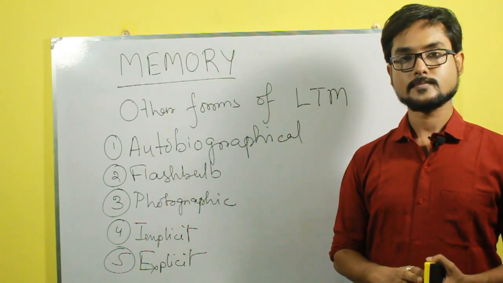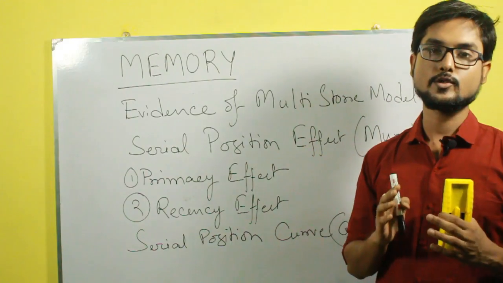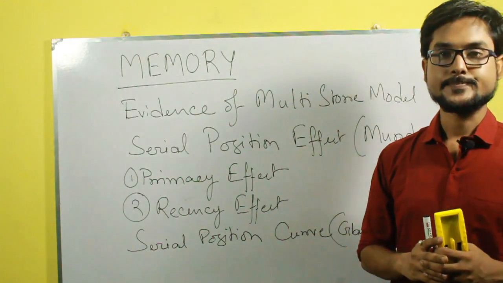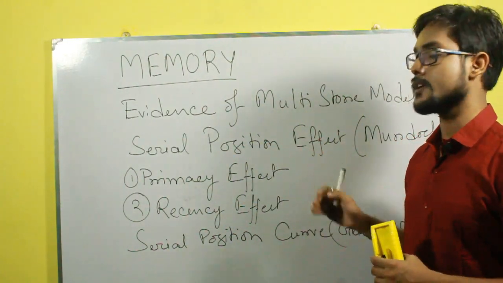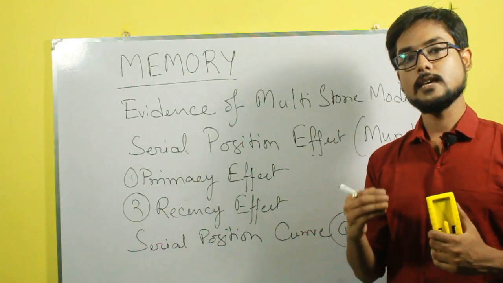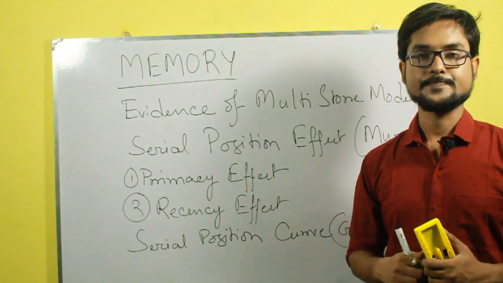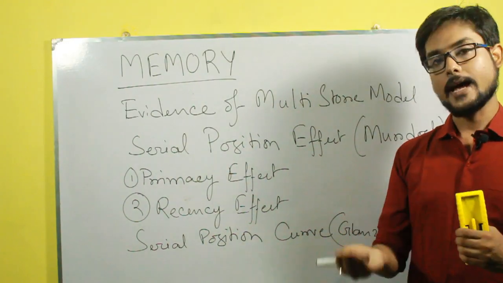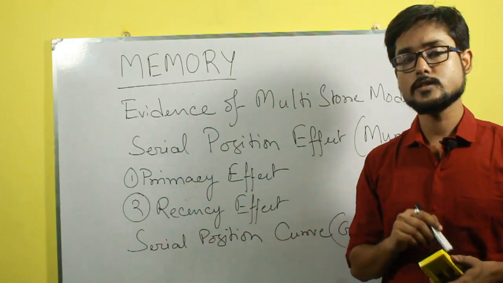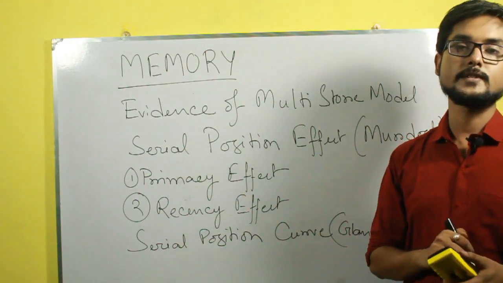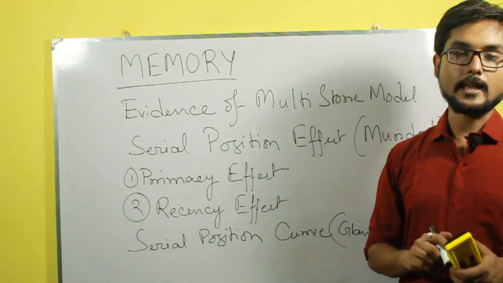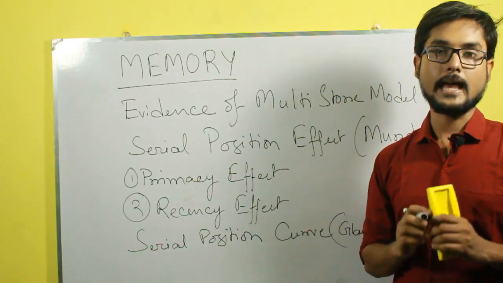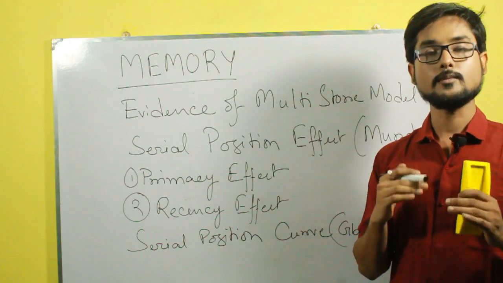To verify the existence of the multistore model or the different stores in our memory, Murdock did an experiment which was known as the serial position effect. In his experiment, he memorized several nonsense syllables, and after a period of time or a period of non-interfering task, he tried to recall them. He found that the syllables that he learned at the beginning of the list were remembered very accurately, and the words that he learned at the end of the list were remembered very accurately. The words that were in between were mostly forgotten.